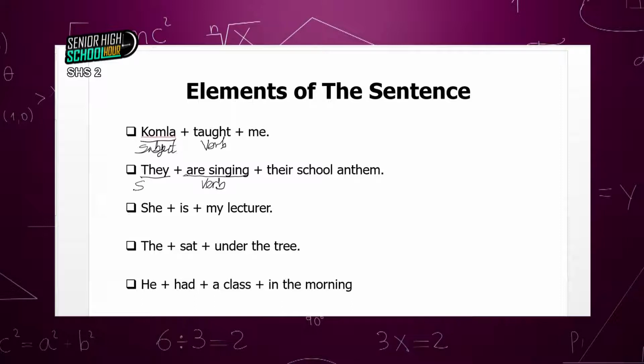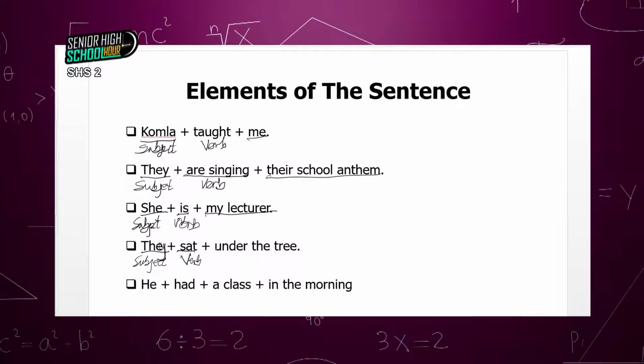So, what is the rest? The school anthem. What would we call that? Then we have "is" as our verb. It is critical that we always find our verb. And then we have "she" as our subject. Always don't forget that. What will be "my lecture"? Then the next one, I said this one is "they", so let me correct it. And then we have "sat" as our verb. The subject is "they". Once we find our verb, the subject is easy to identify.